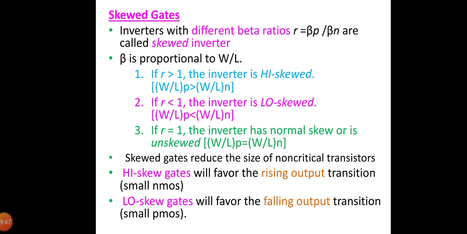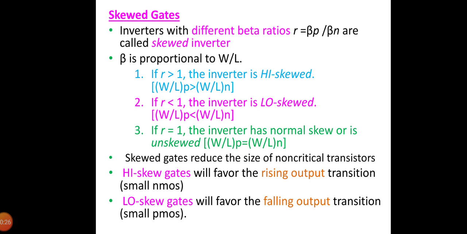Inverters with different beta ratios, that is R equal to beta P by beta N, are called skewed inverters. Beta is proportional to W by L. If R is greater than 1, the inverter is said to be high skewed, which means the W by L of the PMOS transistor should be greater than the W by L of the NMOS. If R is less than 1, the inverter is low skewed, that is, if W by L of P is less than W by L of N. If R is equal to 1, the inverter has normal skew or is unskewed, which means that W by L of P is equal to W by L of N.